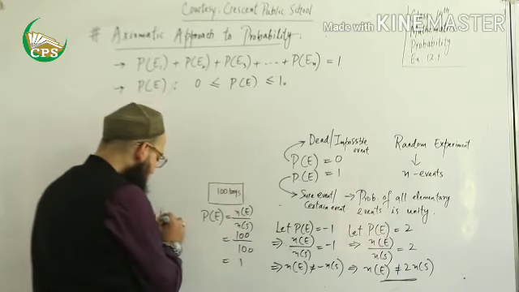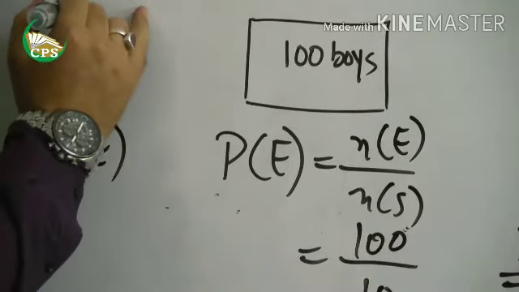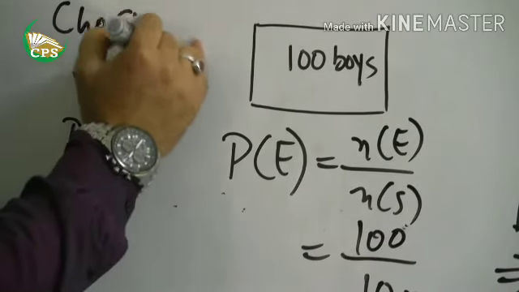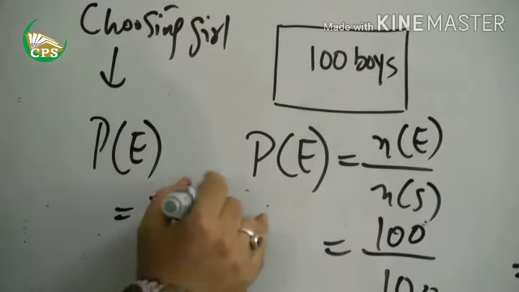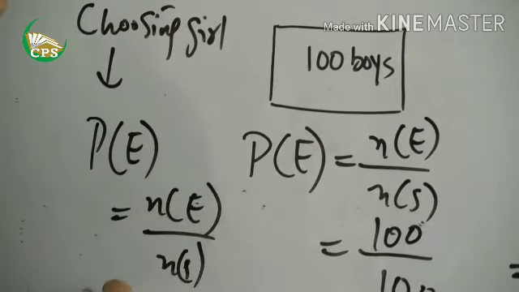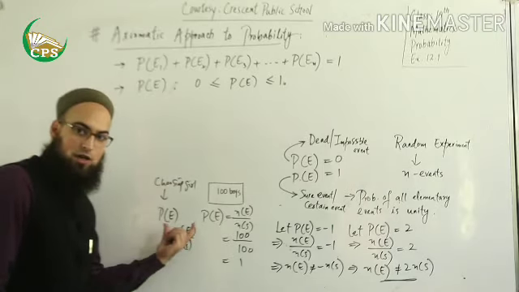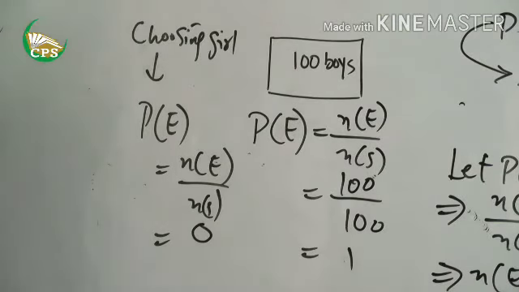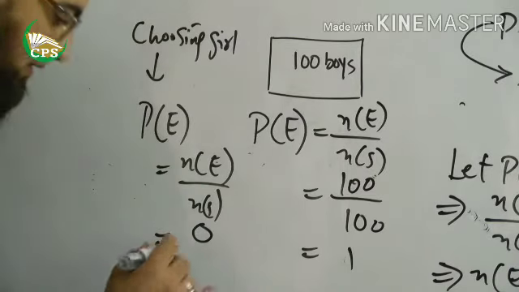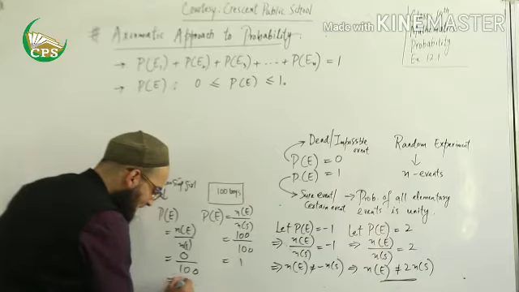So if I find the probability of the event this time, now this event is choosing a girl. Probability of event is the number of favorable outcomes divided by the number of sample space. What is the total number of favorable outcomes in my case? What favors me? No student will favor me, because there are only boys present in the class. There is no girl. Divided by the total number of students, that's 100. And 0 divided by 100 is 0.